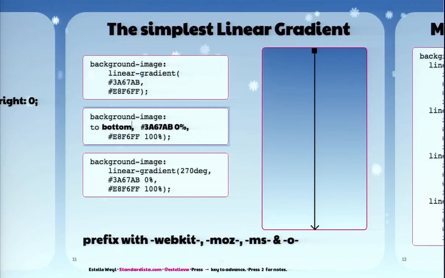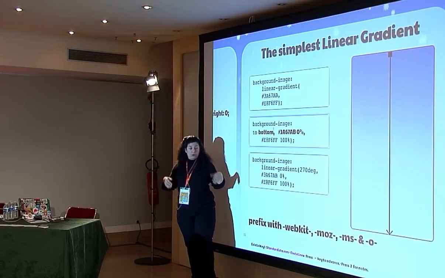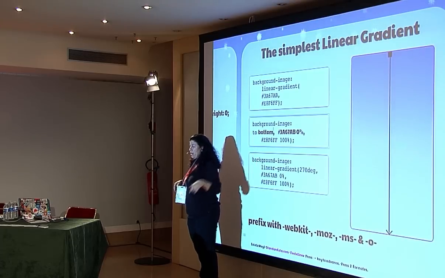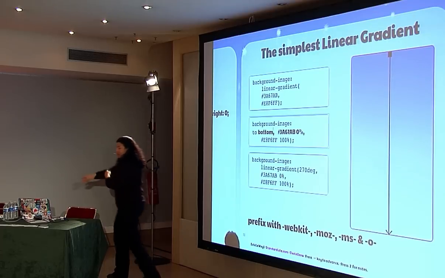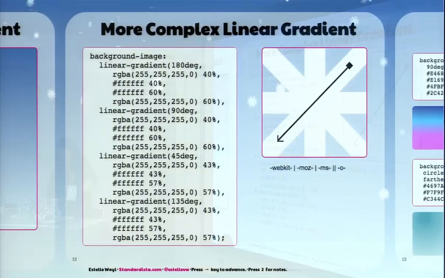So this is the new syntax. If you're going to have it unprefixed, you say to direction. So instead of the from, it's the to. And instead of going counterclockwise, it goes clockwise. Otherwise, it's the same thing. So it's pretty easy to understand. So let's go on with gradients.